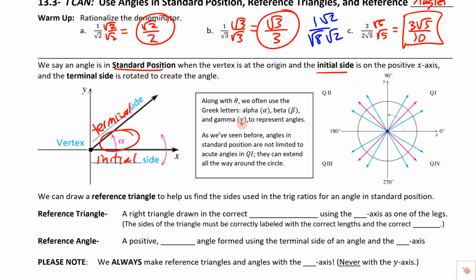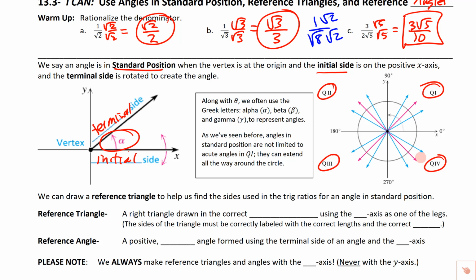And as we've seen before, angles in standard position are not limited to the acute angles in quadrant 1. So this is quadrant 1 right here. And again, if you're not familiar with this, make sure that you've got it. Quadrant 2 is right here, quadrant 3 is right there, and quadrant 4 is right there. So that takes us all the way around the circle. We've got all the quadrantal angles, 90, 180, 270, and then all the way around to 360. Everybody okay with that? Smart, we doing good?